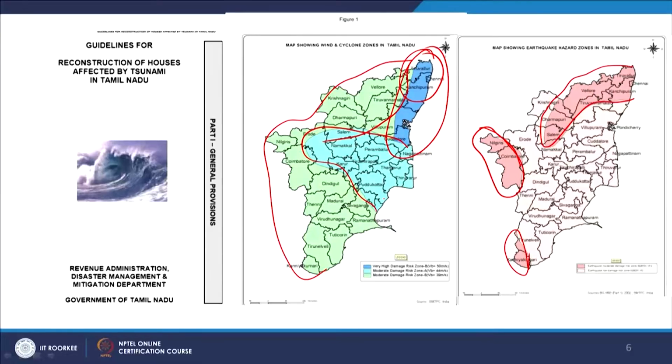But when you see these kind of maps, one should not look at them in an isolated manner. You have to also consider the multi-hazard prone aspect. The same district might be cyclone prone, and like for instance, if you look at this, it is also an earthquake hazard zone. So in that way, one has to look from that perspective.